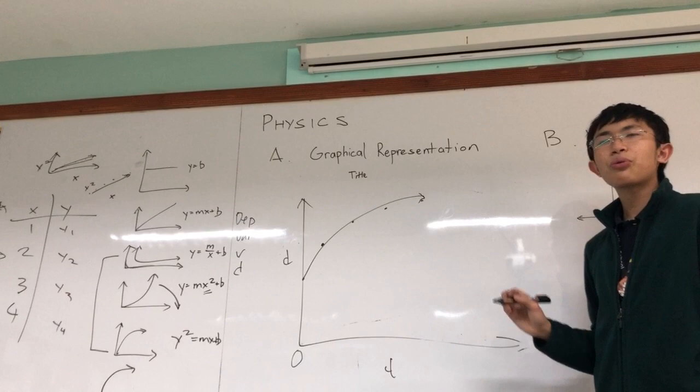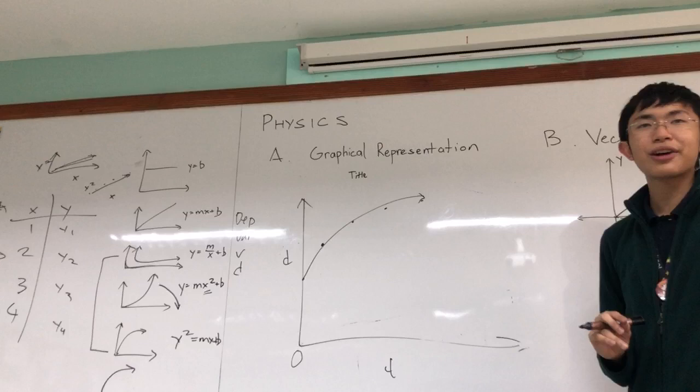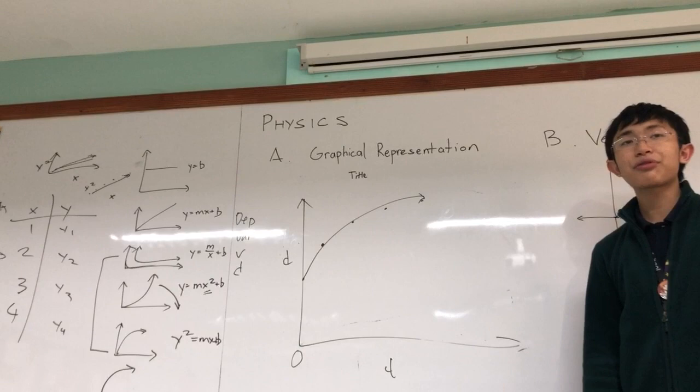First of all, quick advanced note. What does this mean on a position time graph? If something's moving from here to here, what does it mean for the velocity? Yeah, it's slowing down.